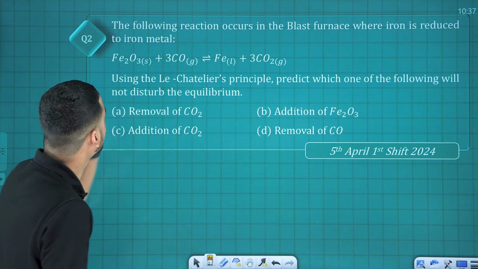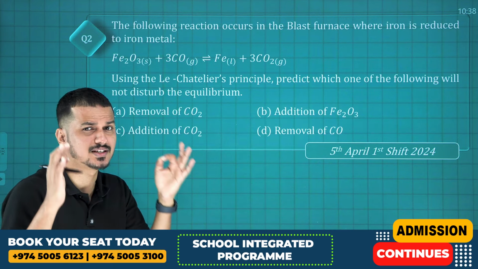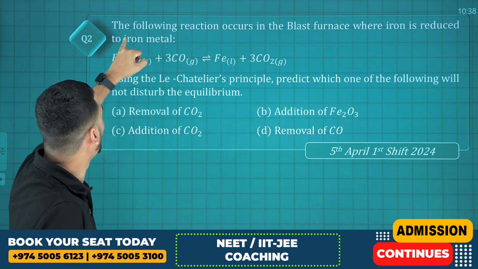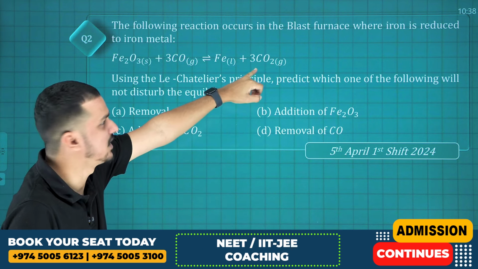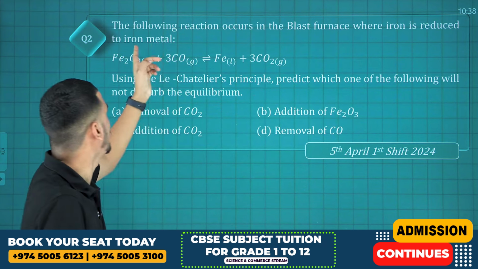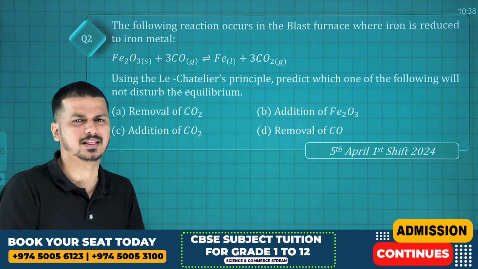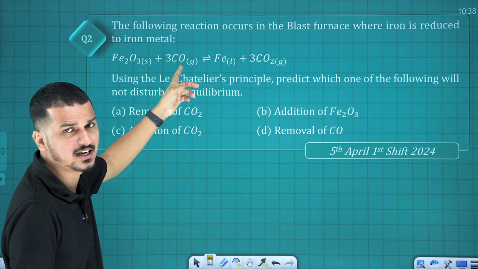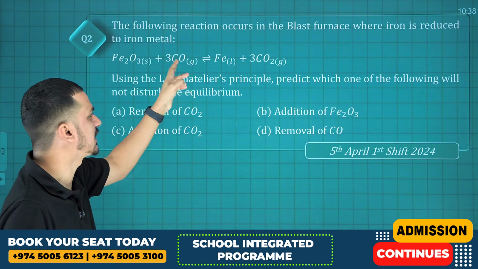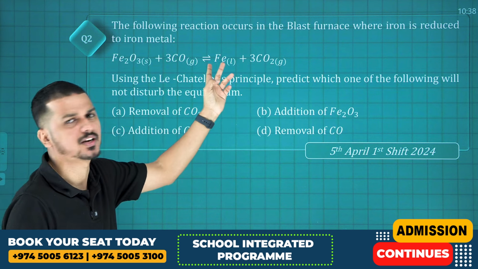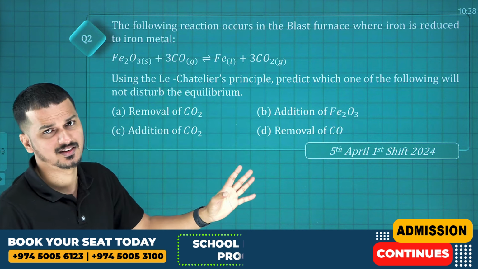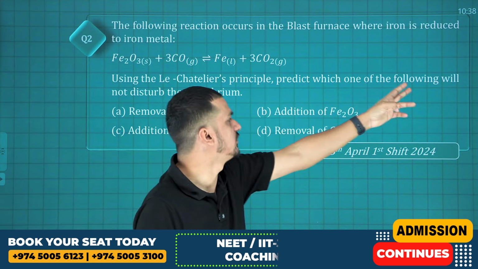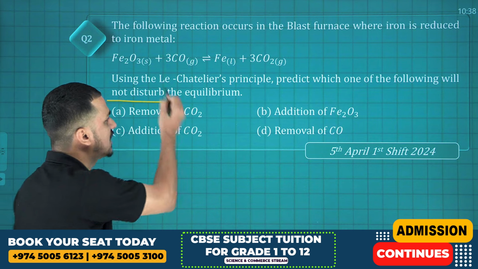This is the next question, dears, a simple, humble question that was also asked in 2024. What's the question? The following reaction occurs in a blast furnace where iron is reduced to iron metal, the iron extraction method from hematite. So Fe2O3 is treated with carbon monoxide. The oxygen from the iron oxide is taken by the carbon monoxide, which becomes carbon dioxide, and iron oxide becomes iron. Using Le Chatelier principle, predict which one of the following will not disturb the equilibrium.